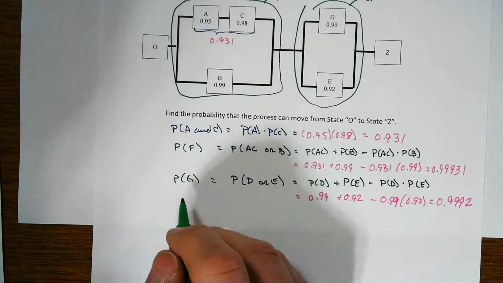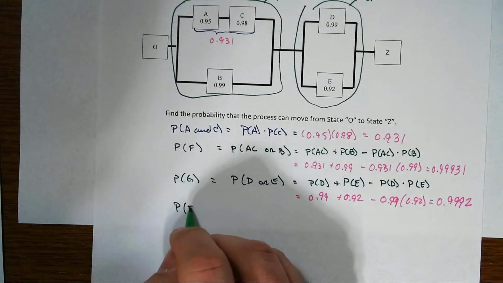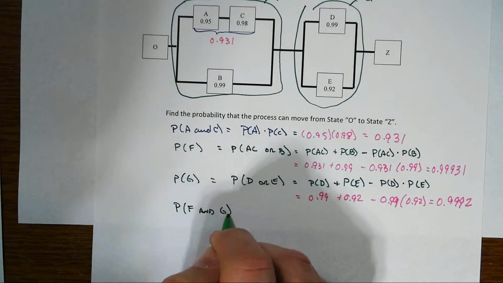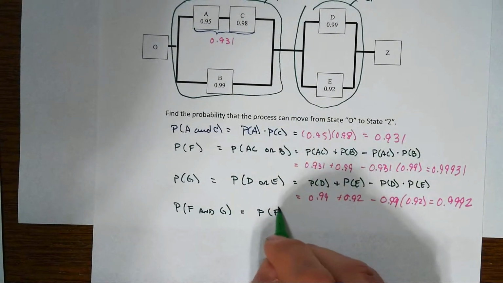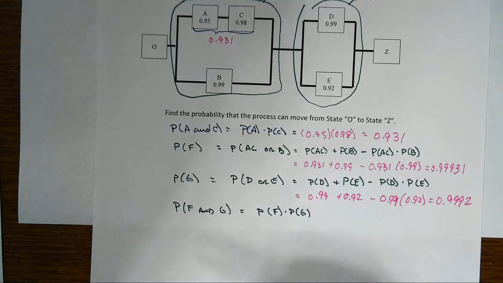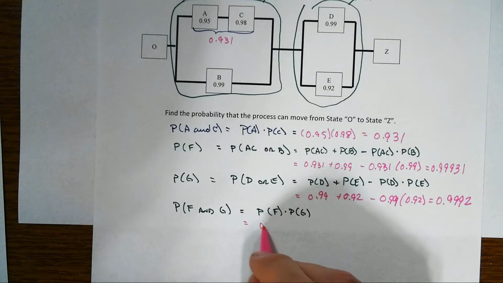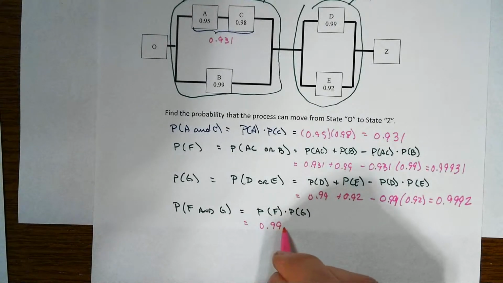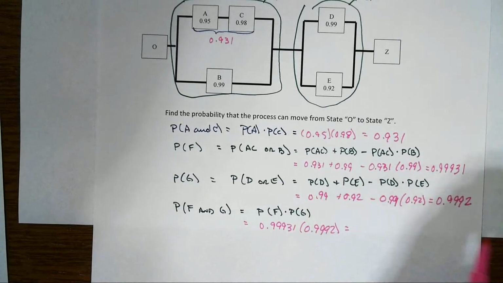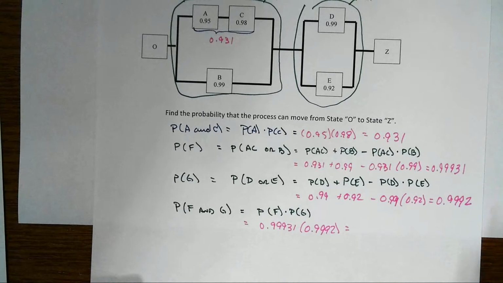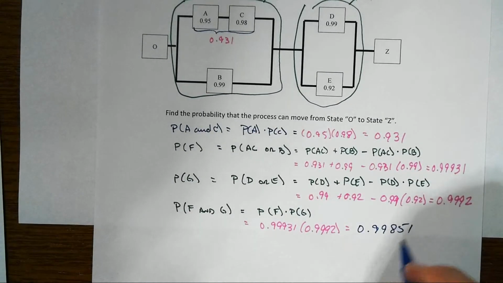And then finally, now we just have an intersection event. The probability of going from state 0 to state Z is just the probability of success of F and G, because now we have two systems that are in sequence with each other. Because of independence, that is just the simple product of those two. So that's 0.99931 times 0.9992, and we end up with a final answer that is 0.99851.